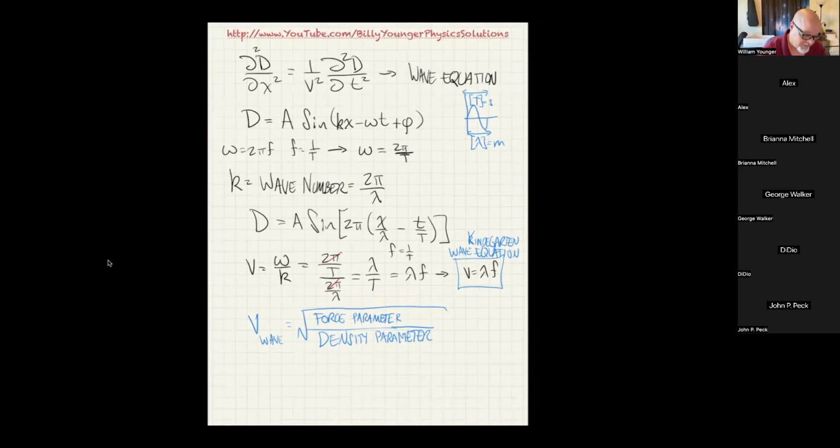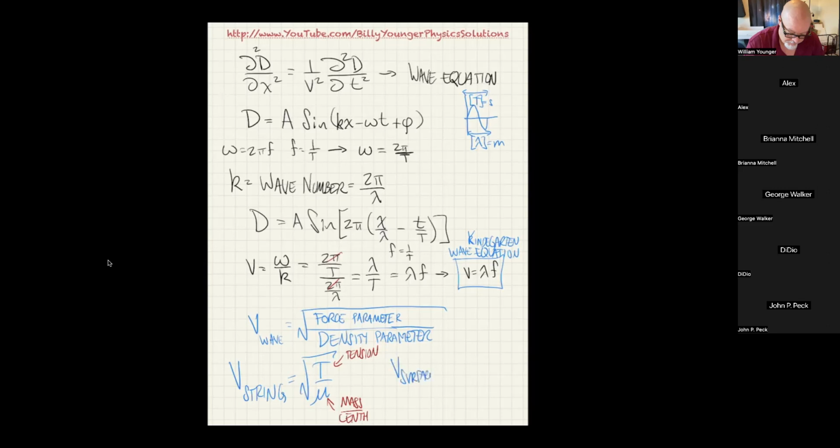So for instance, for the velocity of a wave on a string, you get the square root of the tension divided by the mass per unit length. So this one's tension. That looks like a force, right? And this one is the mass over the length, which, well, you haven't seen it yet, but you will next semester. That's a typical one. Now, if you're talking about the velocity of a surface wave, you get the square root of, let's say, Young's modulus over the density of the fluid.